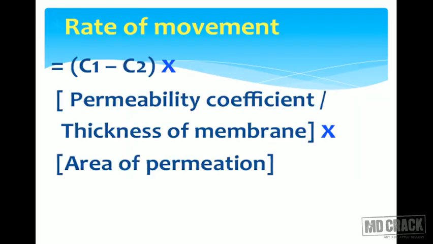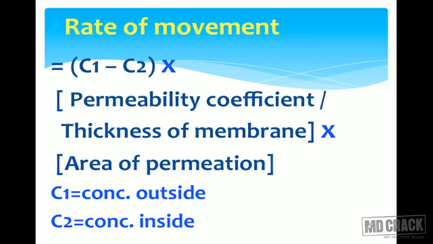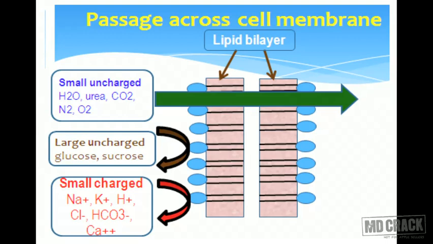What is this Fick's law of diffusion? Look at the formula. If you look at this formula, it shows you that the thickness of membrane is in the denominator. So the thicker the membrane, the less the permeation is going to be. And the area of the absorbing surface, the area of permeation, is in the numerator. So the more the area of permeation, the more the absorbing surface, the better is going to be the permeation of drug across the cell membrane.